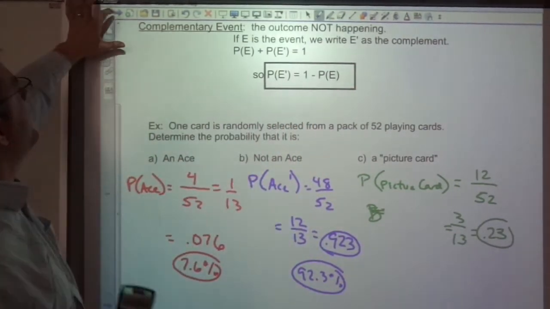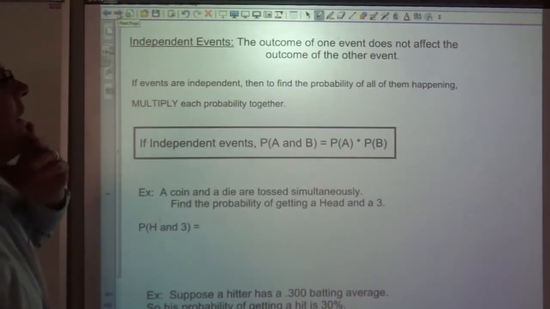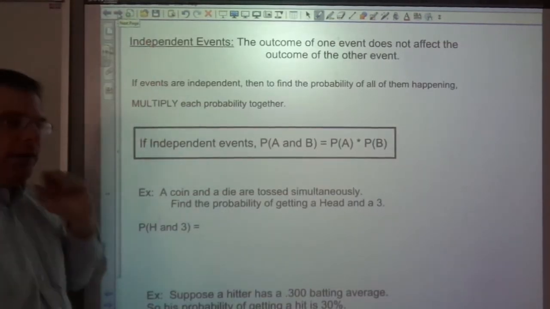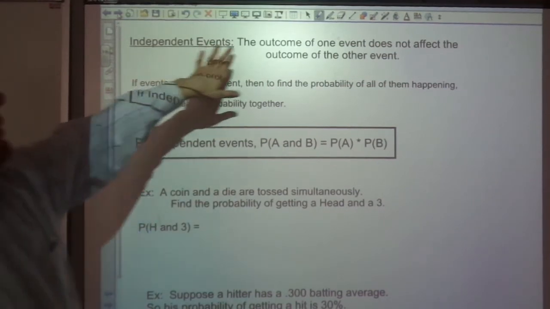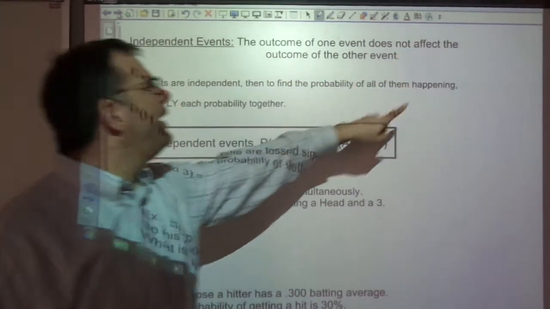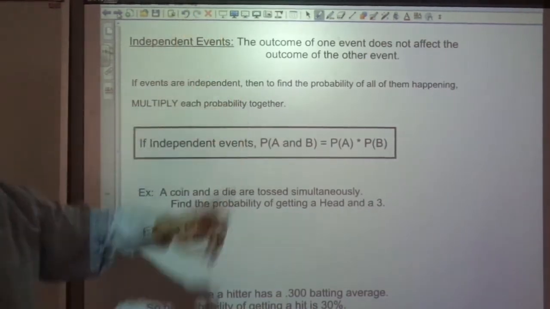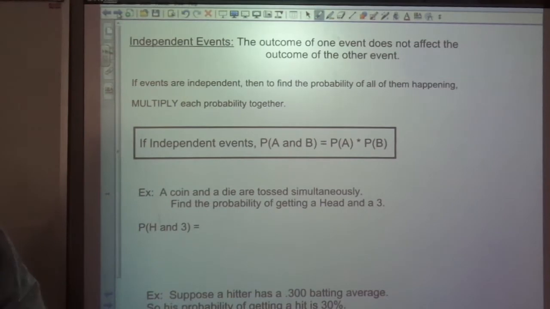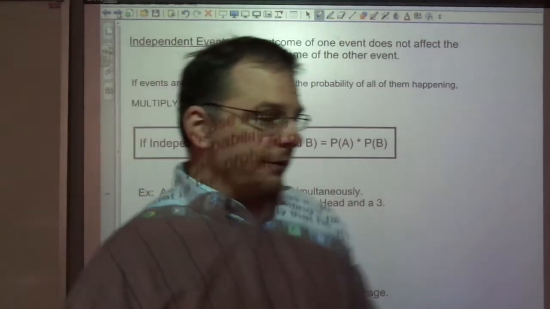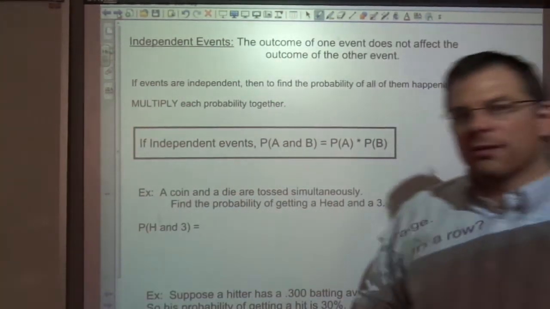The other important idea here is if 2 events are independent. We would call them independent if the outcome of one event does not affect the outcome of the other event, if you've got 2 things that are unrelated. Sometimes the outcome of one event does change the outcome of the next one.